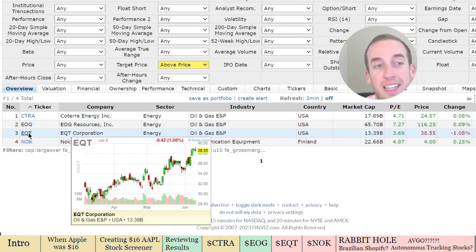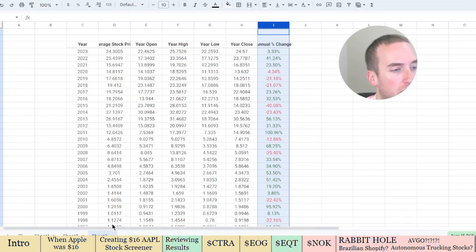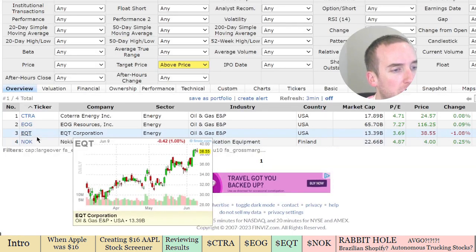And next up is EQT. So let me just get a blank spreadsheet ready. EQT.